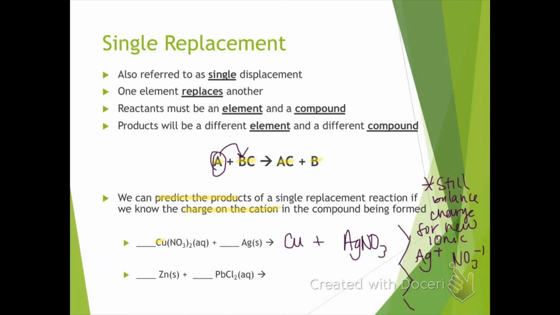My copper and silver are good right now, but I need 2 nitrates. To get 2 nitrates on my product side, we're going to have to go back and balance our silver as well. Go ahead and pause the video, give the second one a go on your own, and resume when you're ready to check.